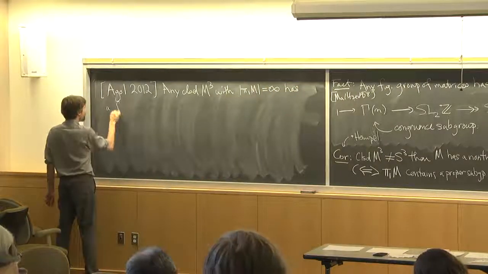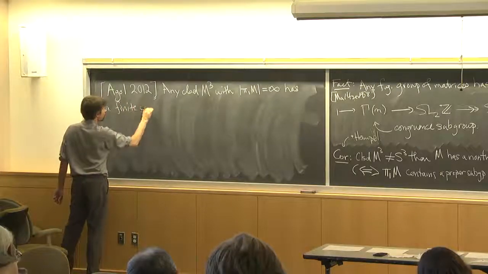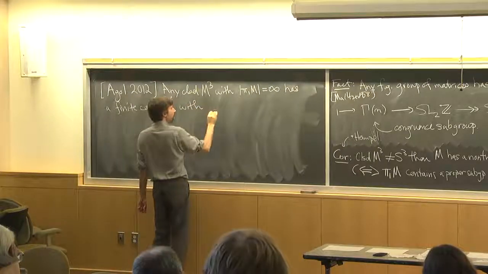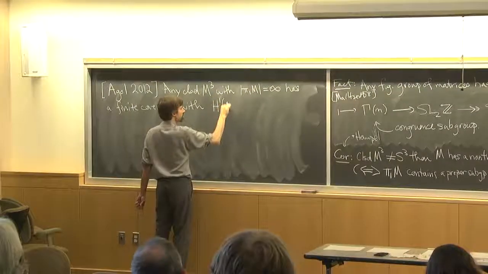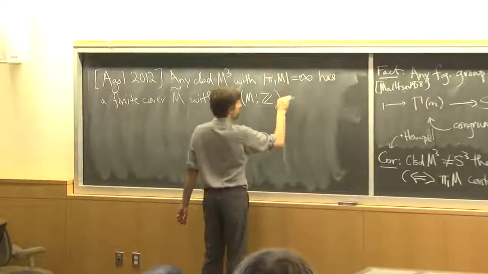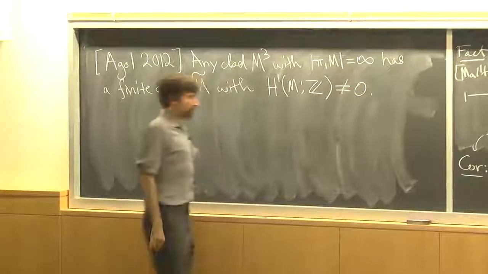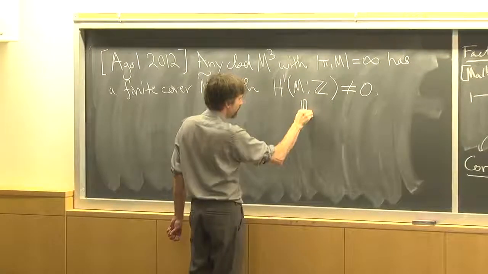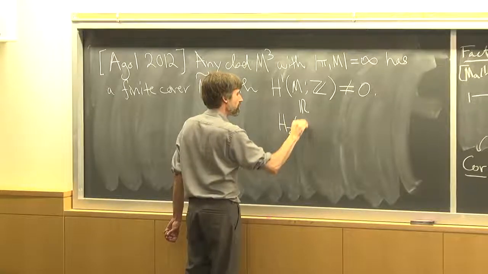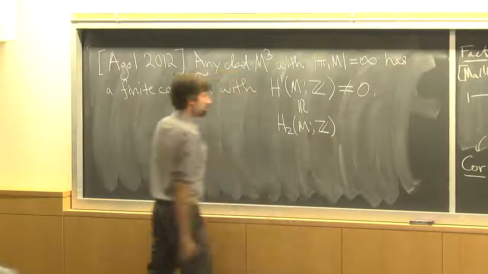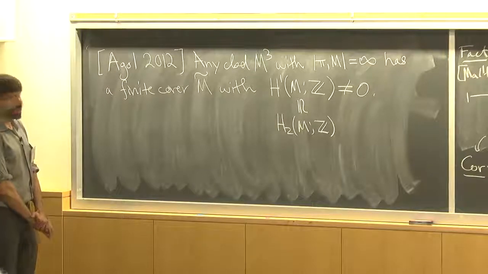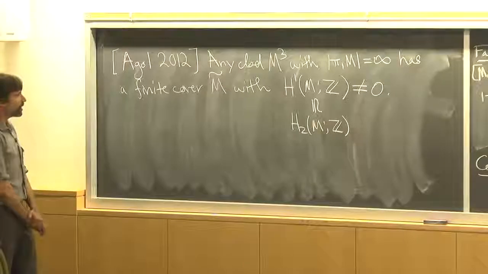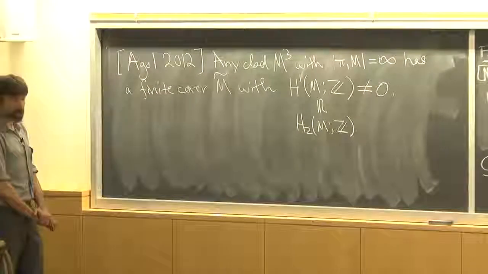So it has a finite cover M tilde where, let's just say, the first cohomology of M with integral coefficients is non-zero. And of course, as you all know, it's Poincare dual to the second homology. Right? And so you can think about classes in here as being represented by sort of honest embedded surfaces.